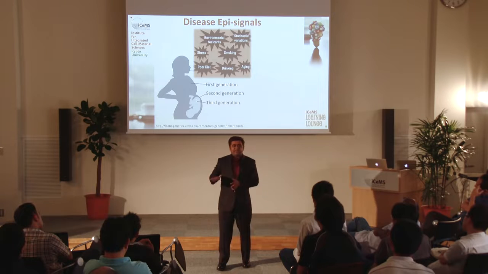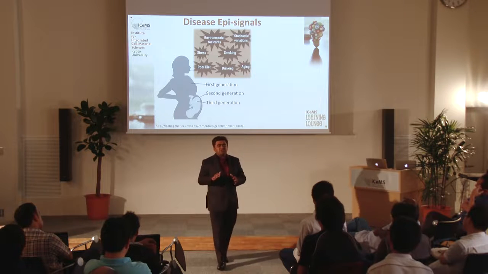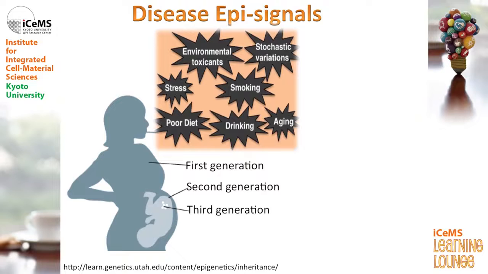But that doesn't stop there. We humans also have the same situation. Several disease-causing epi signals like environmental toxicants, stress, smoking or drinking are all very bad for our body, and they leave a mark on not only us but also our child and even grandchild.